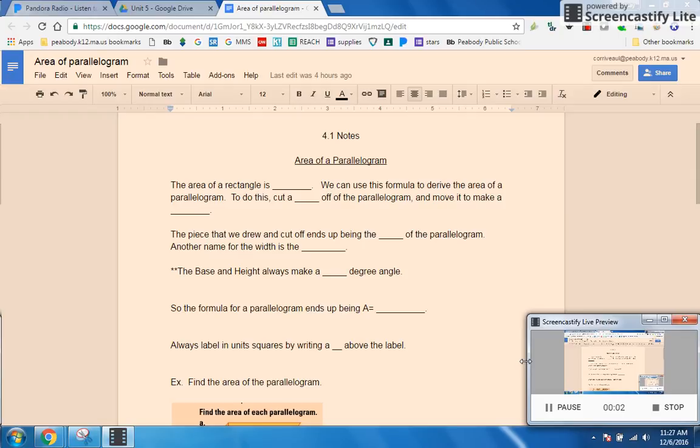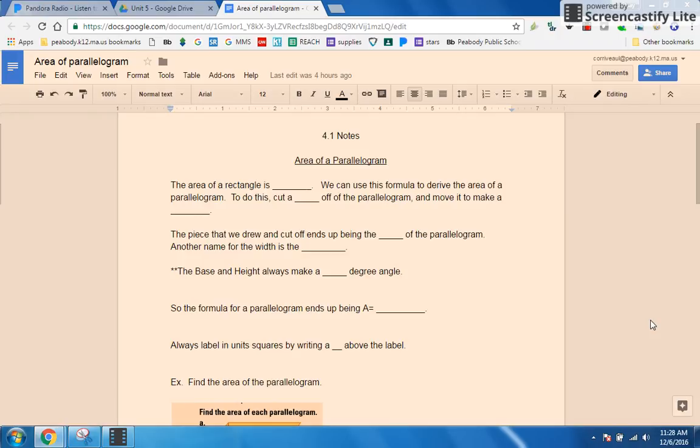So we're starting a brand new unit. This is now unit 5, although it's in chapter 4, so that's why it says 4.1 notes. Today's lesson is about the area of a parallelogram.